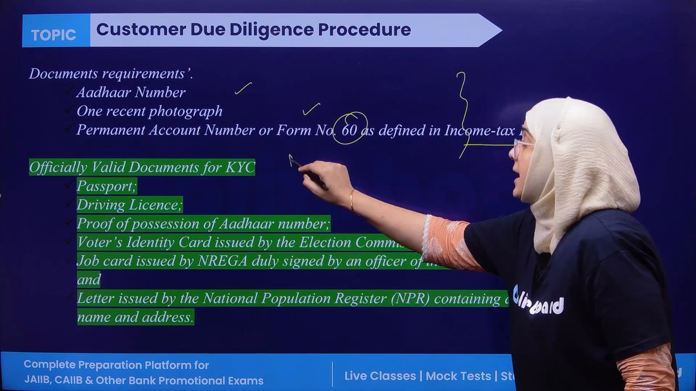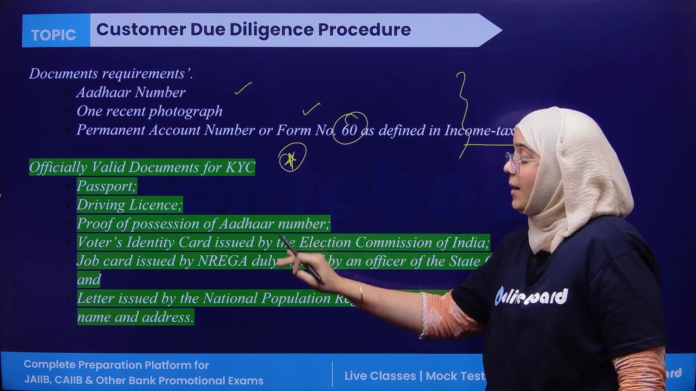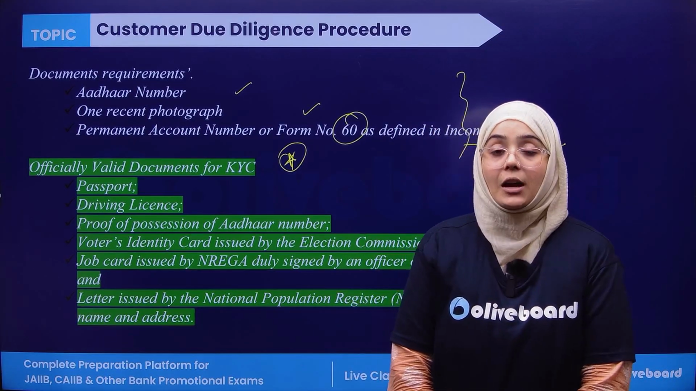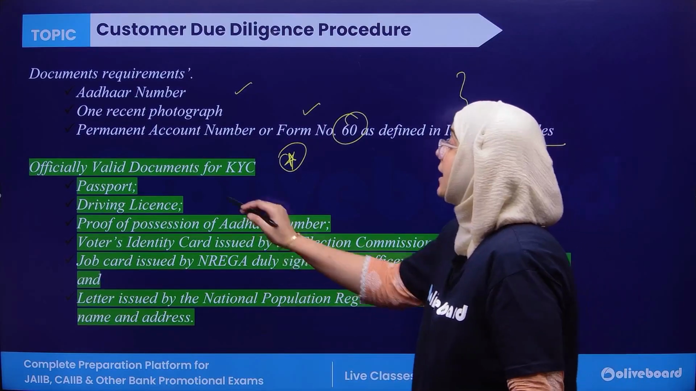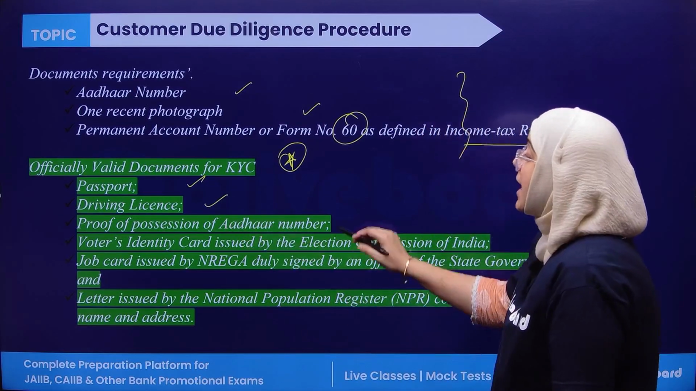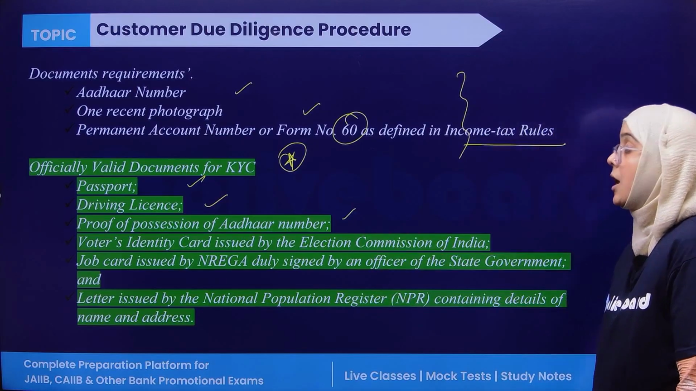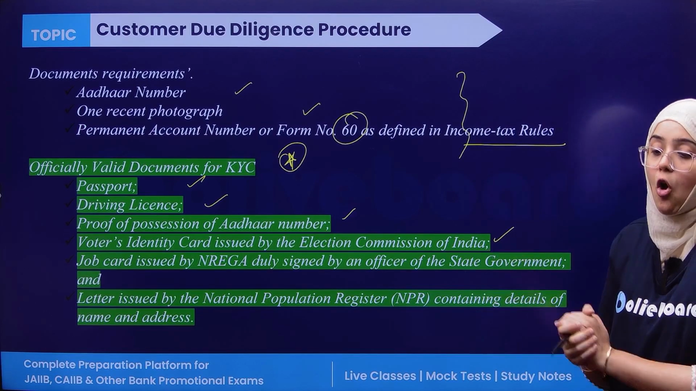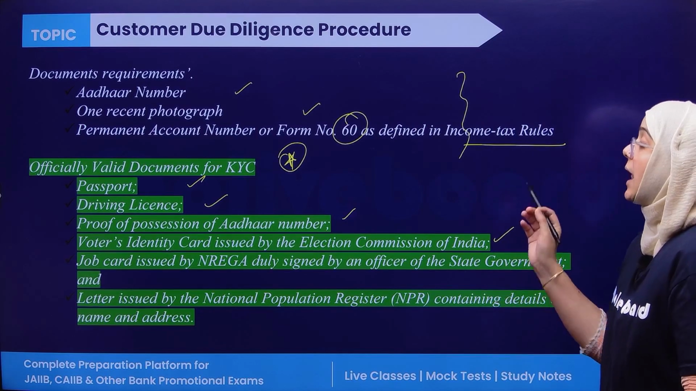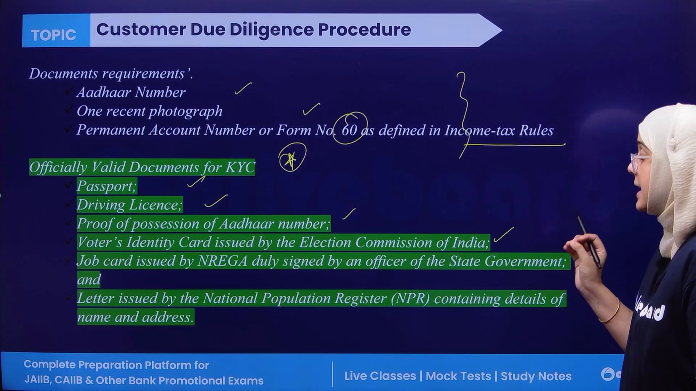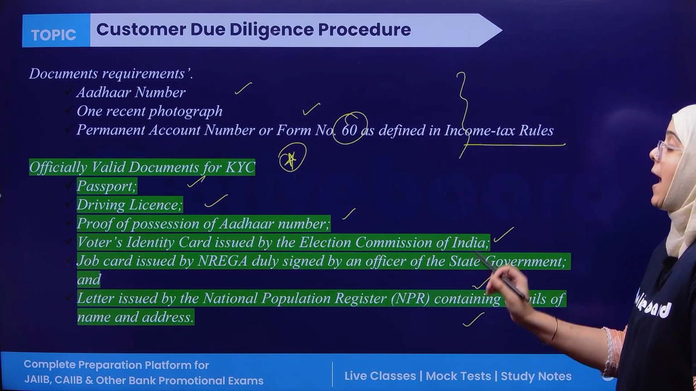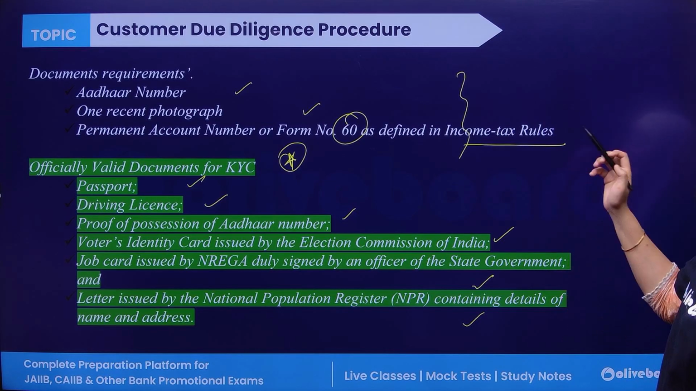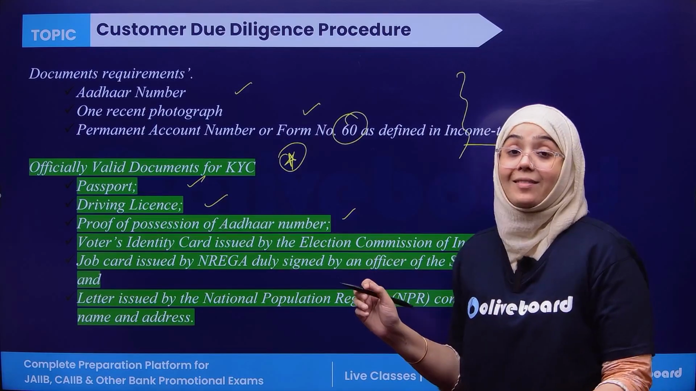Now, this is very important. Just remember this. These are the official valid documents, OVD, for KYC. So, what are the official valid documents for KYC? It is passport, driving license, proof of possession of Aadhaar number, voter's identity card issued by the Election Commission of India. Next, a job card issued by NREGA, and lastly, a letter issued by the National Population Register. Okay, so these are the officially valid documents for KYC.